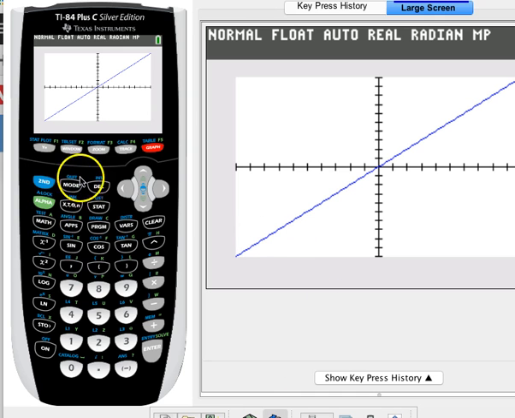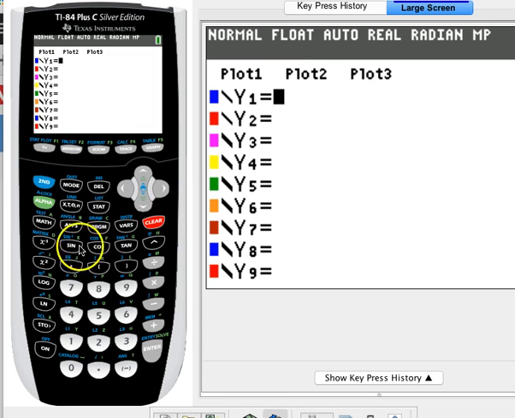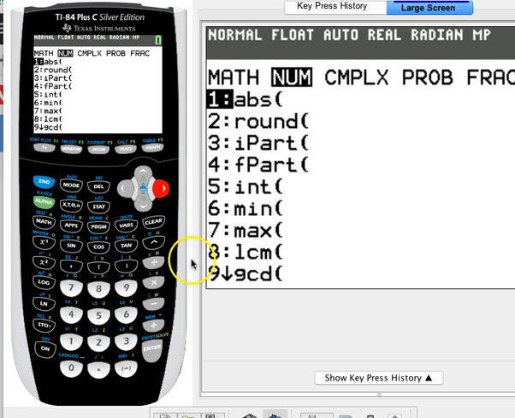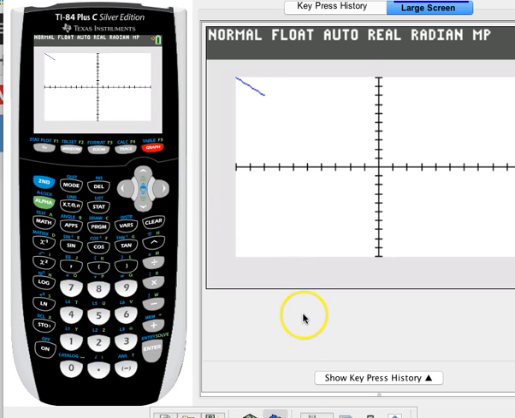On the graphing calculator, if you need to know how to do that in your y equals screen, you would go there, and then the absolute value is in the math menu under the NUM. So math, NUM, and then choice 1 gives you the bars. Type your X and graph, and you can see it gives us the same thing.